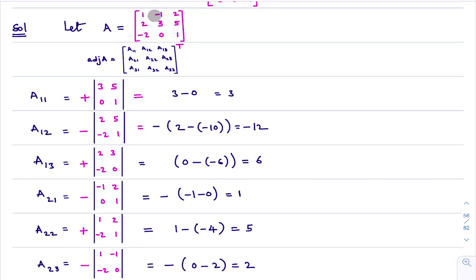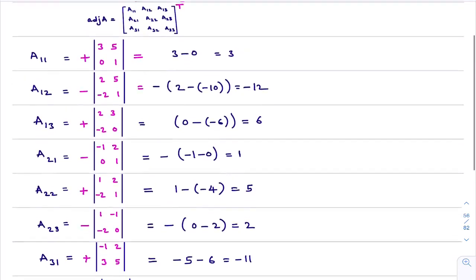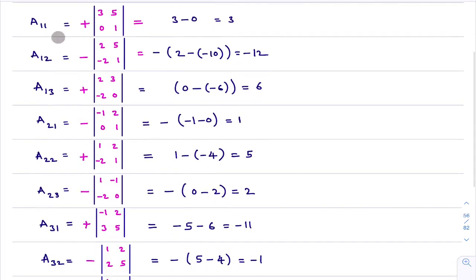Determinant of 1 minus 1, minus 2 0. I hope you are understanding. Like that you write all its minors. Okay, now let's simplify this further.